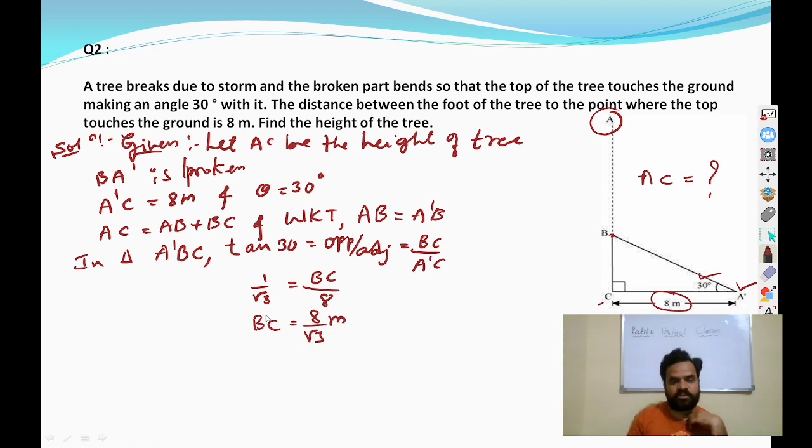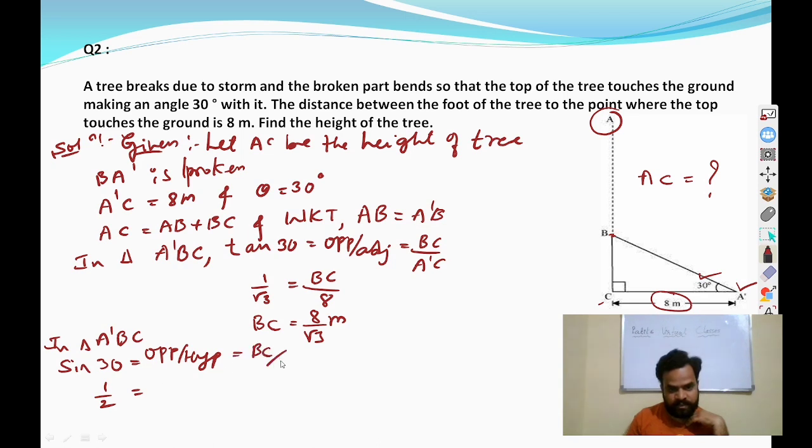Now I got BC. What I need to find again here is A dash B. Same from same triangle. Again in triangle A dash BC. What I will take now? Opposite and hypotenuse I want to find. Right? So I will take sine 30. Sine 30 is opposite by hypotenuse. Sine 30 value is 1 by 2. Opposite is BC. Here I will write this as BC by A dash B. Right? So BC is how much? 8 by root 3 into A dash B.